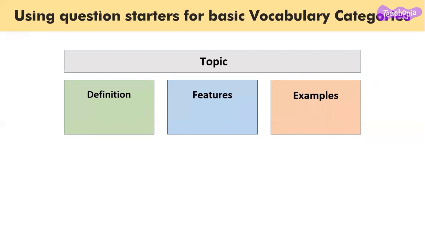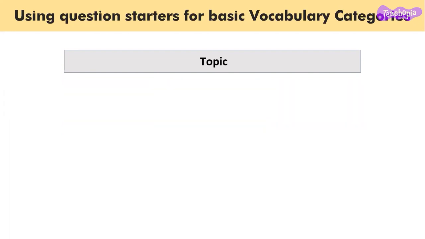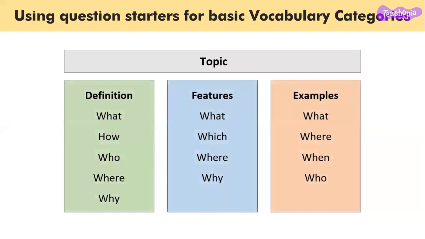Now let us see what are the question starters that we would be using to frame a question based on each of these categories. For any given topic, under the category of definition, we can frame a question using what, how, who, where, and why. When it comes to feature, we can start our question with what, which, where, and why. When it comes to example category, we can start our question with what, where, when, and who.